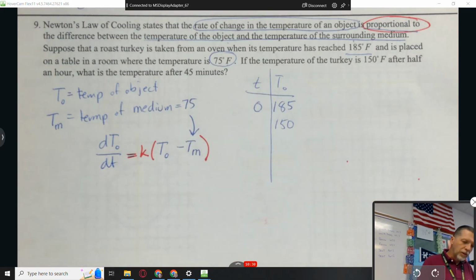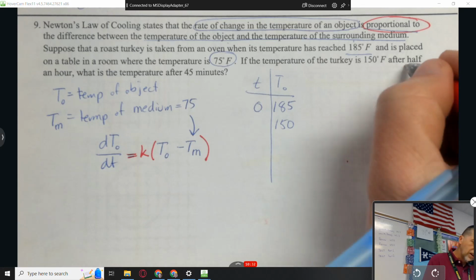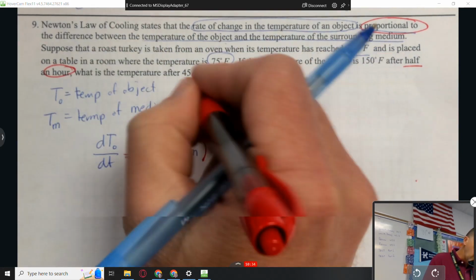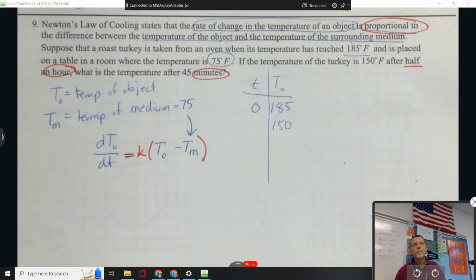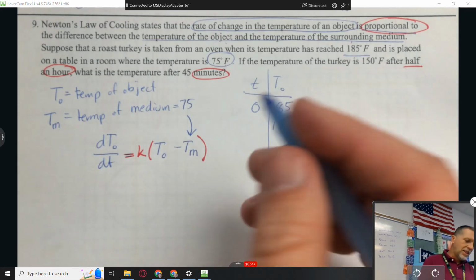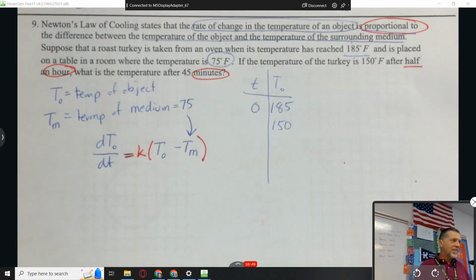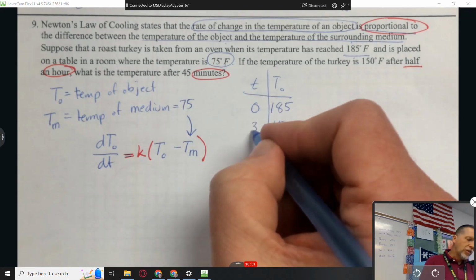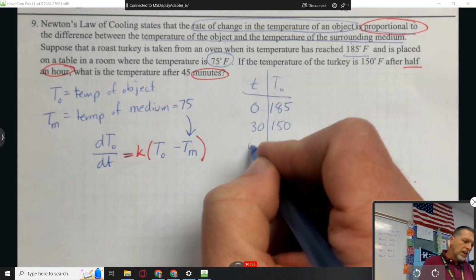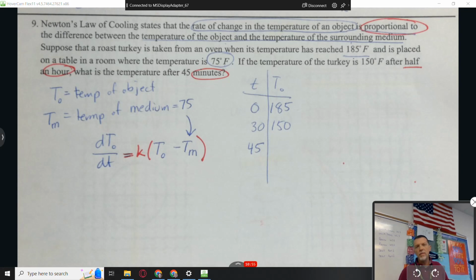Okay, well, there's also something goofy going on here. Hour and minutes. I don't know which we need to switch to, one or the other. It doesn't matter which one we switch to. Let's go with minutes. I would go minutes. So after 30 minutes, the temperature is 150. What's the temperature after 45 minutes?